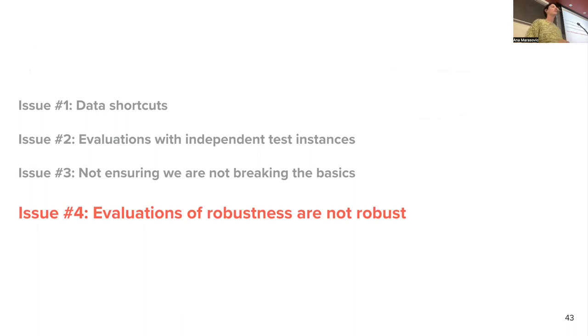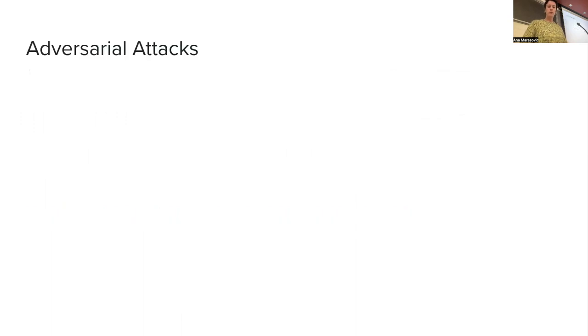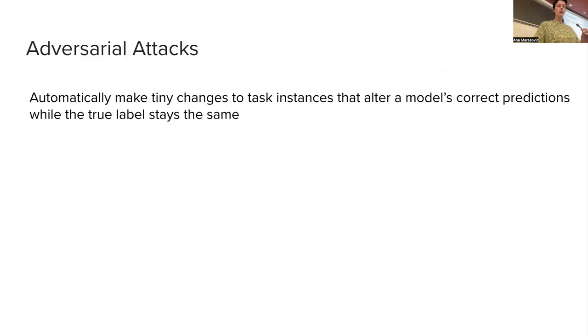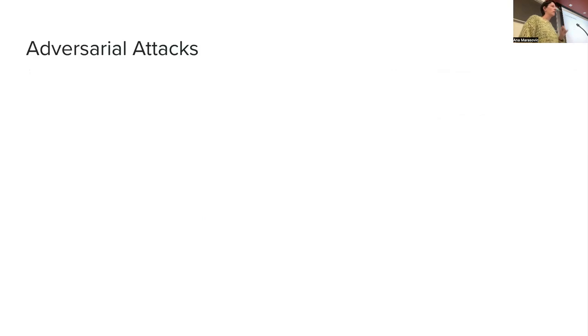Okay, the final issue with constructing valid benchmarks is that the field is moving very fast and things get broken along the way. One of these things that can be broken is the evaluation itself. So I want to demonstrate that, and I will demonstrate that with adversarial attacks. Now, you have all probably heard about adversarial attacks because you have seen the paper where they add a little substring to ChatGPT, and then it prompts it to generate unsafe prompts.